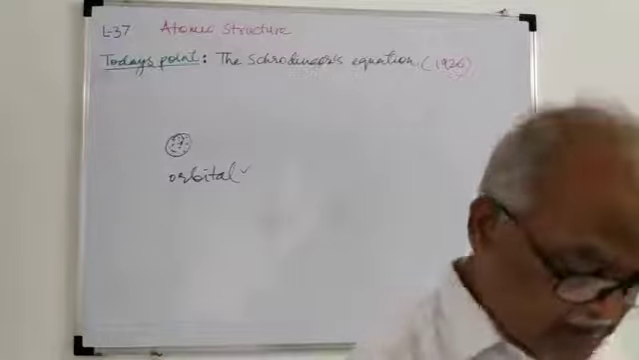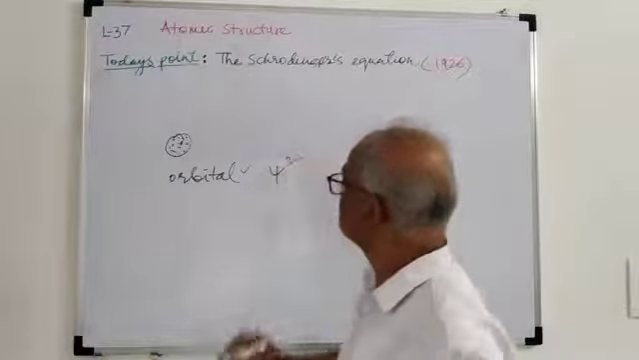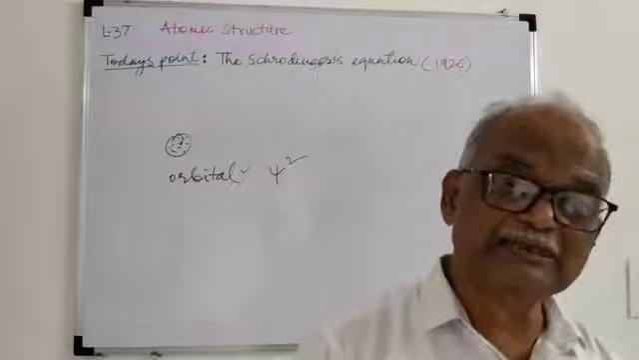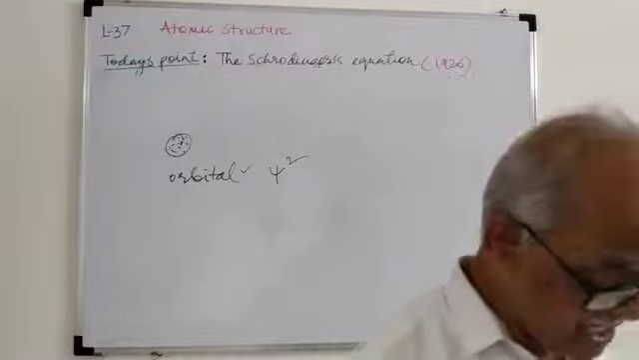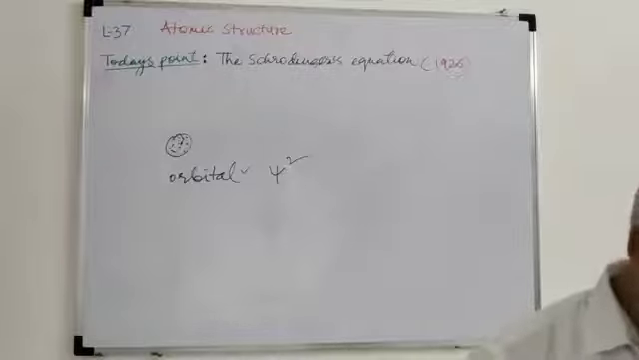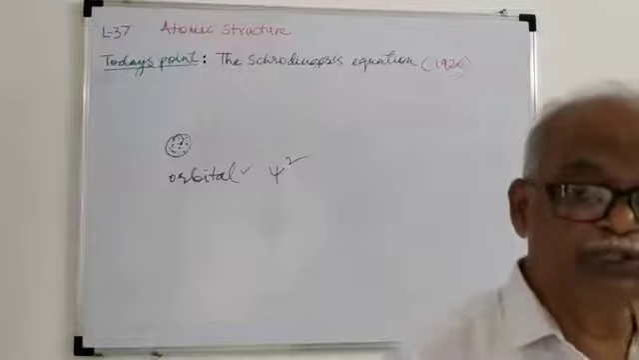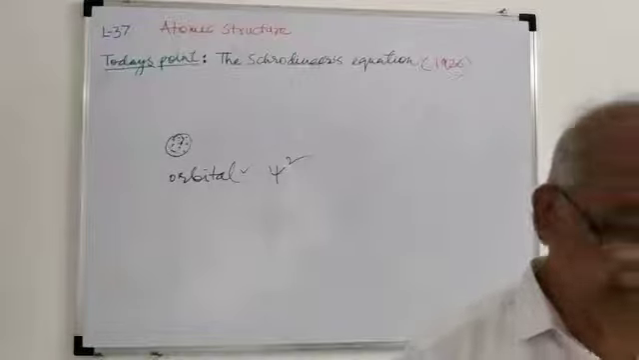So this electron density is given by psi square. Psi square describes the electron density of the atomic orbitals. A number of conditions are required for a physically realistic solution of psi. So what are these conditions?